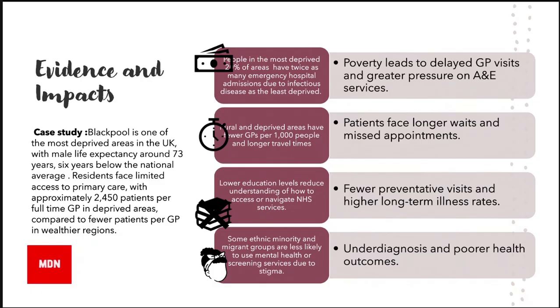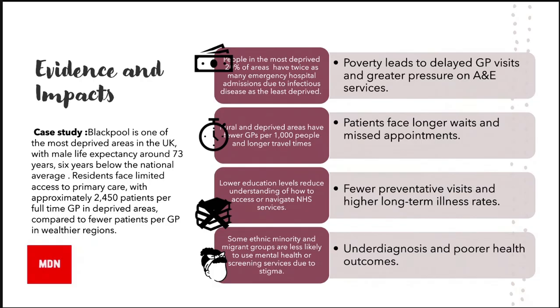Geography. Rural and deprived areas have fewer GPs per thousand people and longer wait times. In some remote areas, public transport options are limited or unreliable, making it harder for patients without private vehicles to attend appointments. These challenges result in longer waiting lists, reduced continuity of care, and missed appointments, which can worsen chronic conditions and delay early diagnosis of serious illnesses.